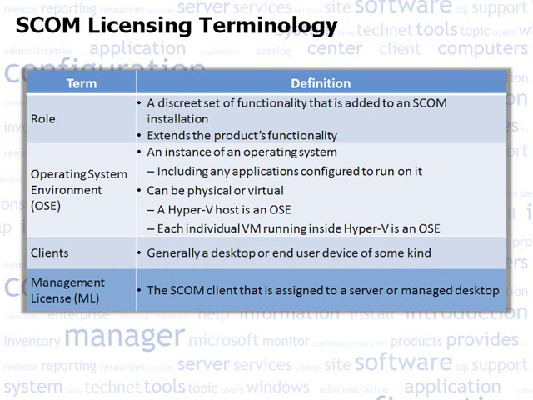We then have what are called management licenses. This is the Operations Manager client that's assigned to a server or to a managed desktop. When you think about Operations Manager, you're generally considering monitoring servers because you're going to monitor the data center, you're going to monitor critical workloads. There could, however, be a desktop that you want to monitor with Operations Manager as well. Think about point of sale systems. Those are important to keep up and running, so you may want to monitor those with Operations Manager, hence the inclusion of the phrase managed desktop in a management license terminology.